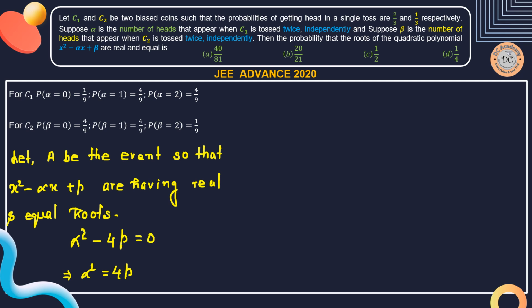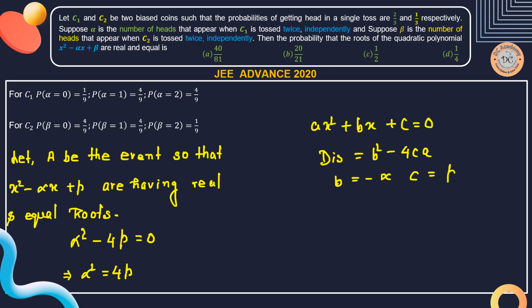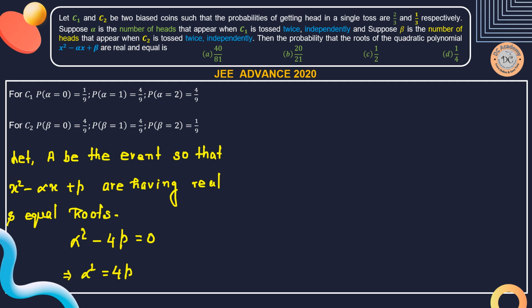Now why? Because we know that if my quadratic equation is ax squared plus bx plus c equal to 0, the discriminant of this equation is b squared minus 4ac. And for this particular problem, b is equal to minus alpha, c is equal to beta, and a is equal to 1. So using that, we get the condition. So if alpha squared is equal to 4 beta, then only our equation will have real and equal roots.